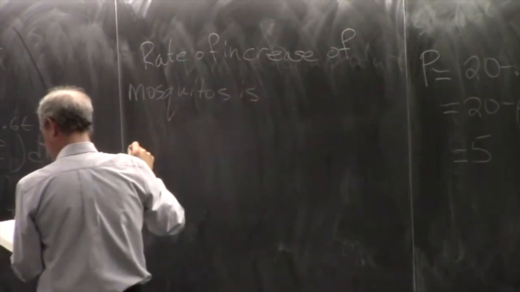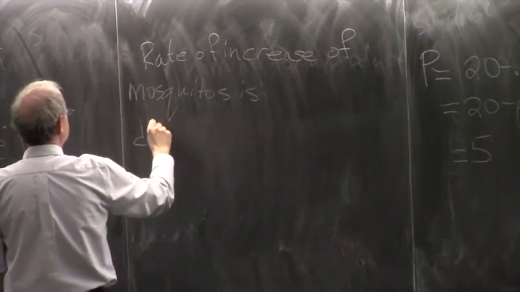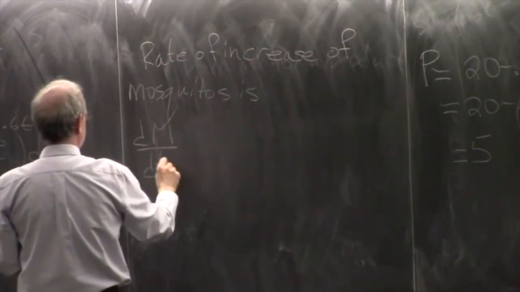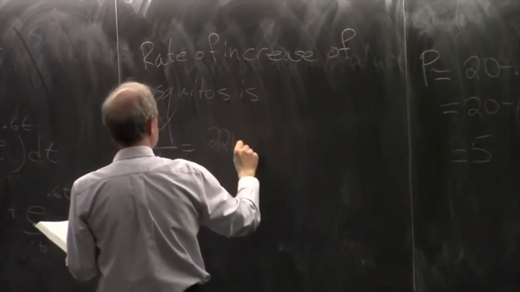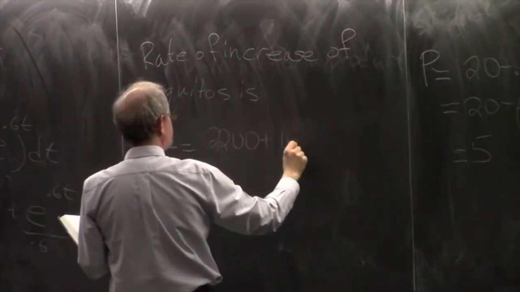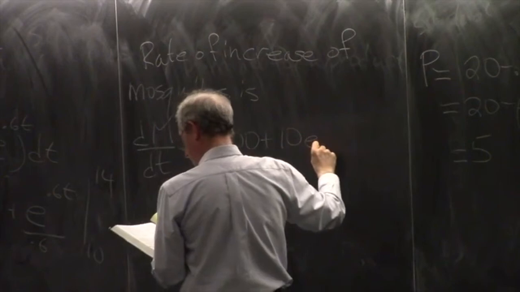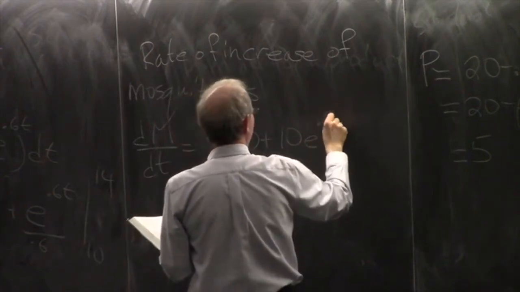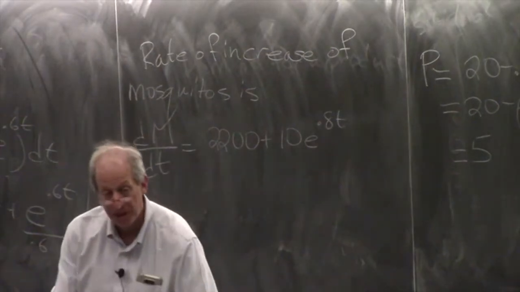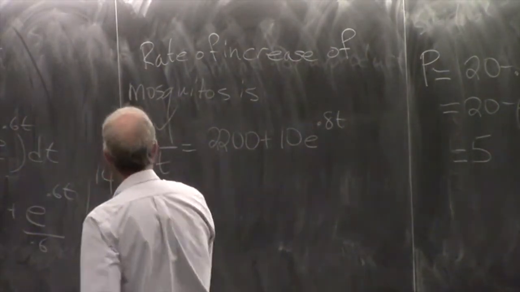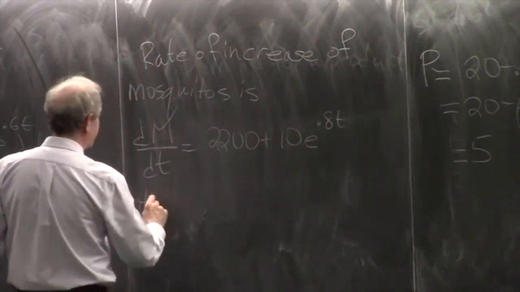is, let's see, dM/dt is 2200 plus 10 e to the 0.8t. How much does the mosquito population increase? Boy, people are chatty today.